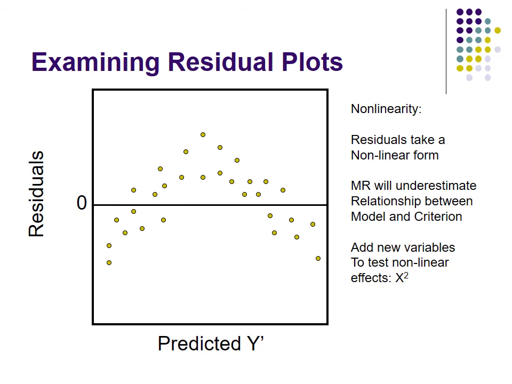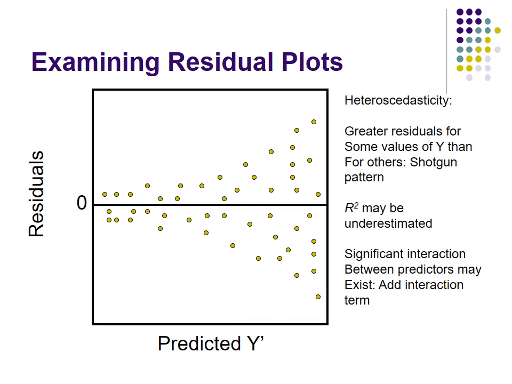So the residuals take a nonlinear form in their prediction, and again, this is the multivariate combination of predictors. Again, we may underestimate the relationship between the model and the criteria depending on where we look in the model. And again, the way we're going to test this is we may need to create nonlinear terms, and we may have to create multiples of them to find out where this is actually occurring.